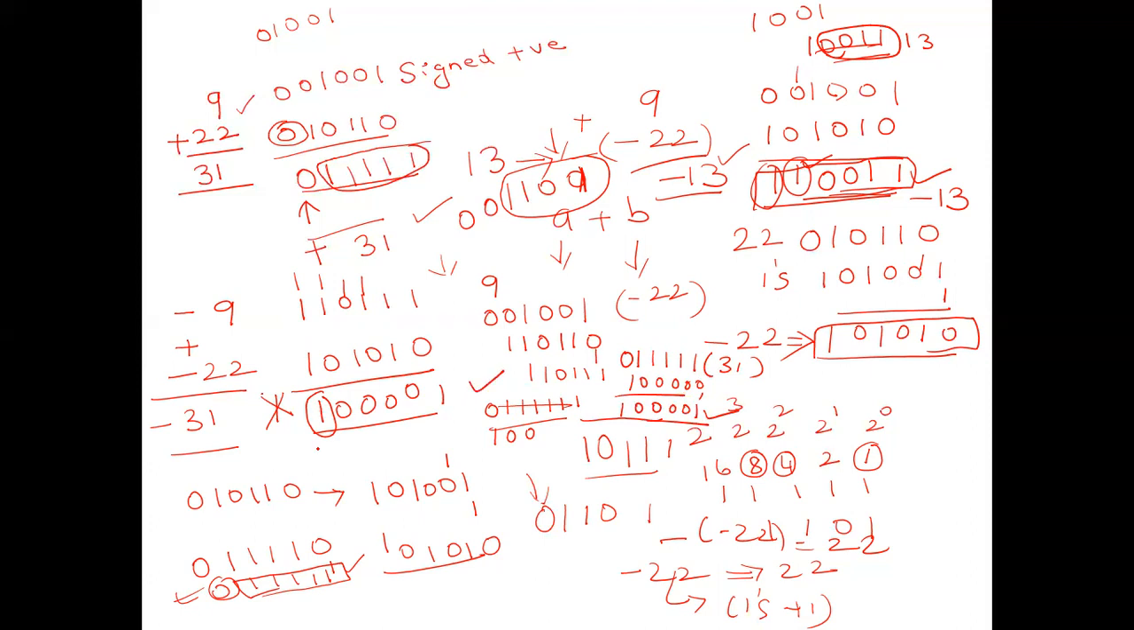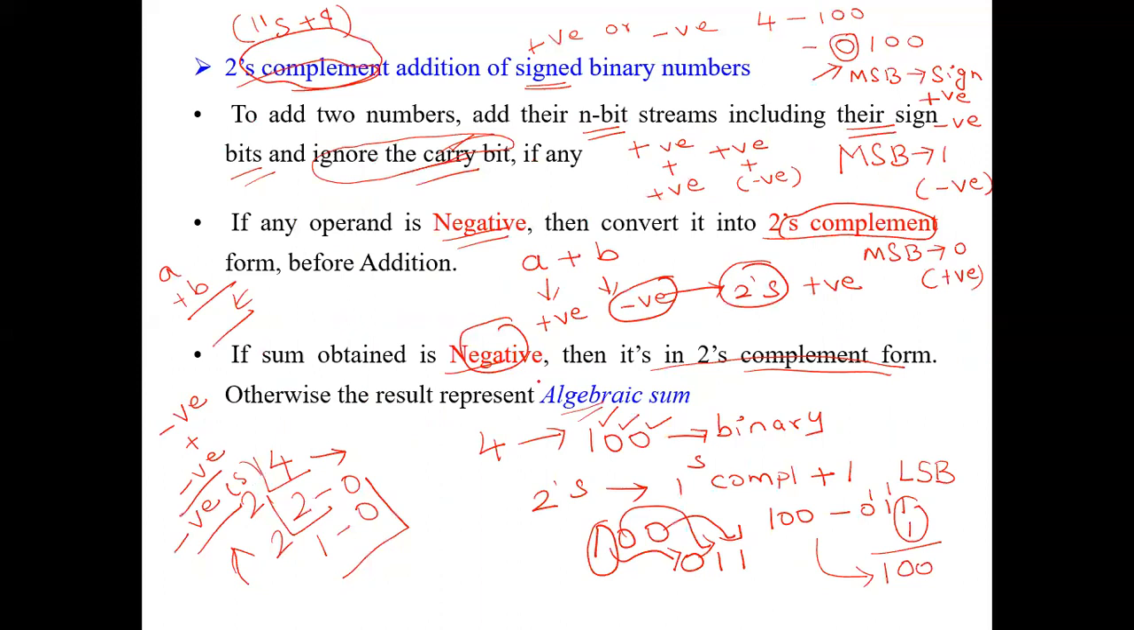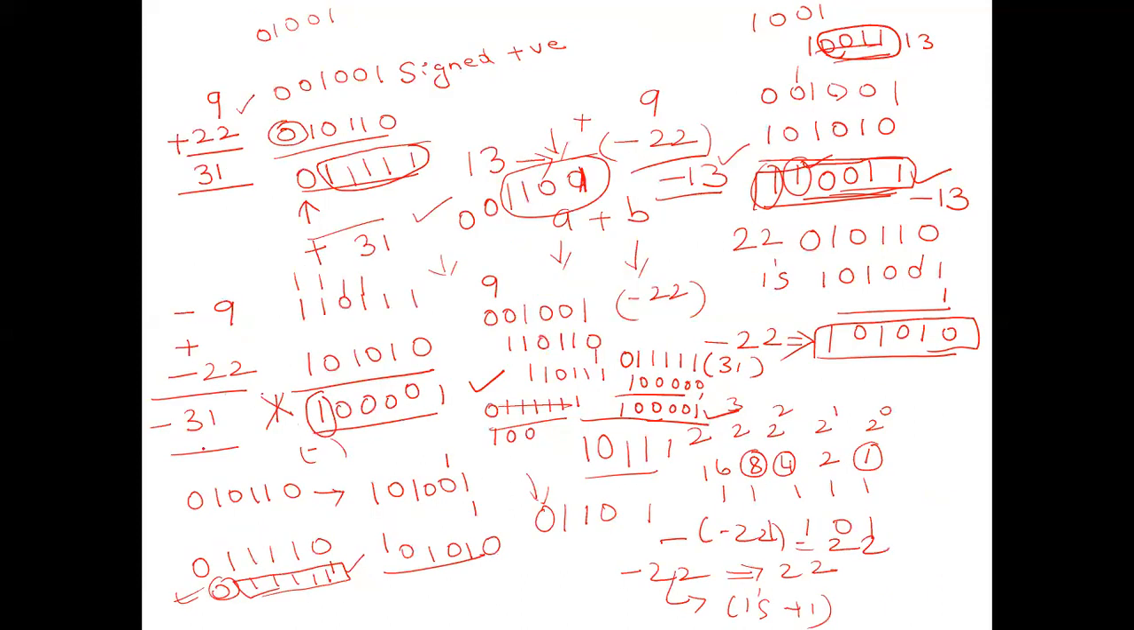So this will indicate a negative sign, and then the answer will be written in the decimal notation. So the rules are very clear. If the sum is obtained negative, then obviously the result is in 2's complement. So the same here. If the sum is obtained negative, the result is in 2's complement. Here also the sum is obtained negative, the result is in 2's complement. But here the sum is positive, which is not written in 2's complement.